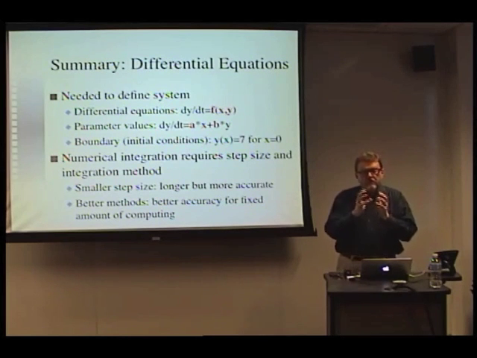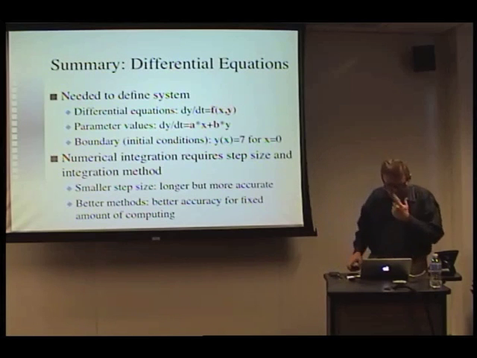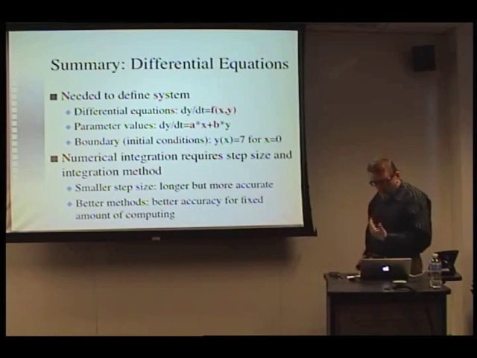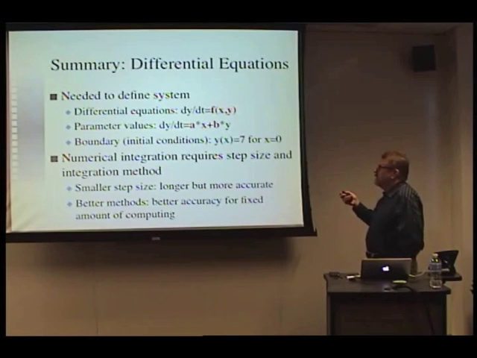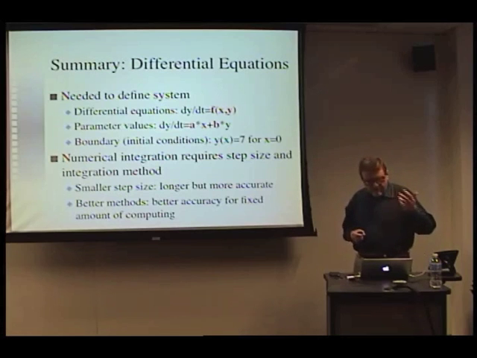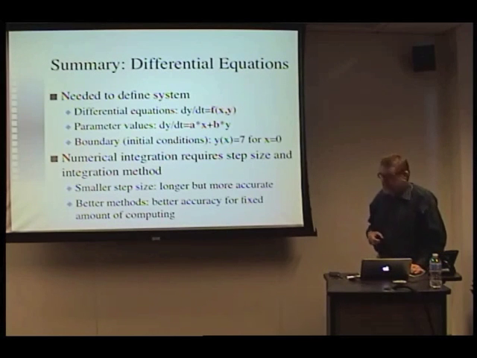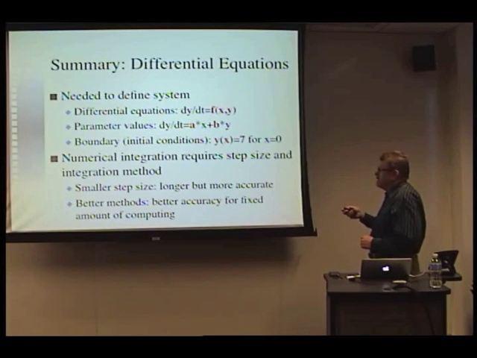In order to build a model of such a system that's defined by differential equations, we can go over the things that we need in order to do that. The things we need are the differential equations themselves, some set of functions that describes how the system changes. We need the parameter values that are in those functions, whatever the functions are, they have some parameters. We need to have those parameter values themselves. And we need the boundary or initial conditions.